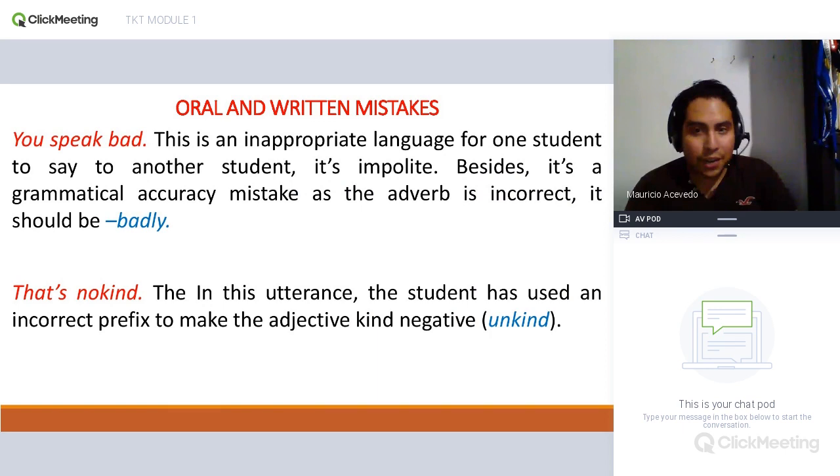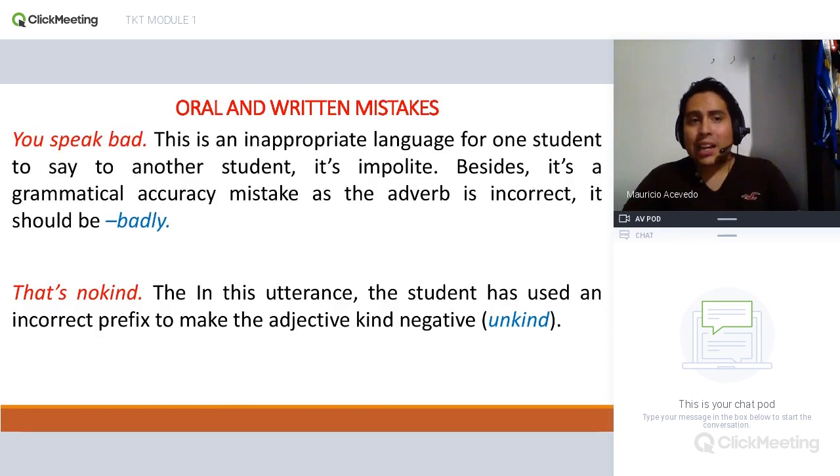This is inappropriate language for one student to say to another student. It's impolite. So yes, it's not recommendable to ask our students to do so. Maybe you can teach them to say, "Hey, I can help you with your English," or "I see that you make some mistakes, but I can help you. I am your friend," and so on. So it's very, very impolite.